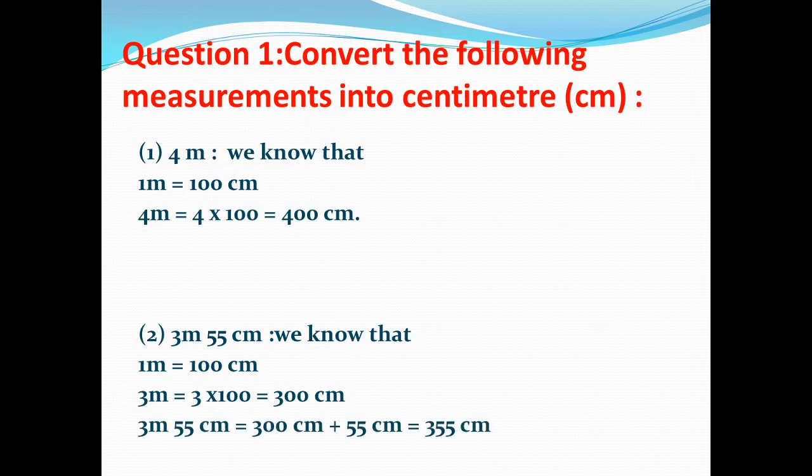Now we get two values of centimeter, that is 300 centimeter plus 55 centimeter. We will add those values. So 300 centimeter plus 55 centimeter is equal to 355 centimeter.